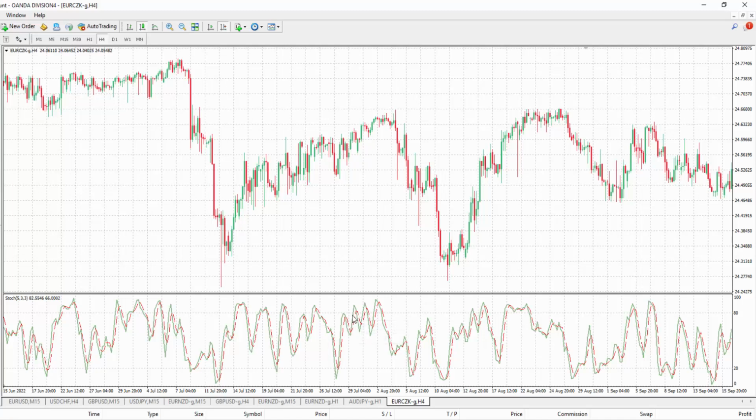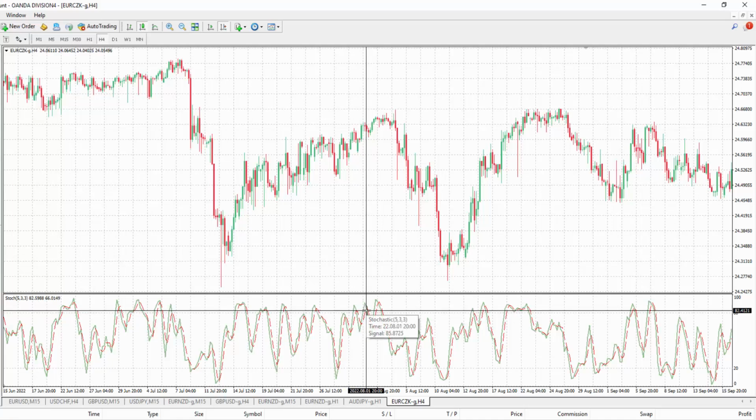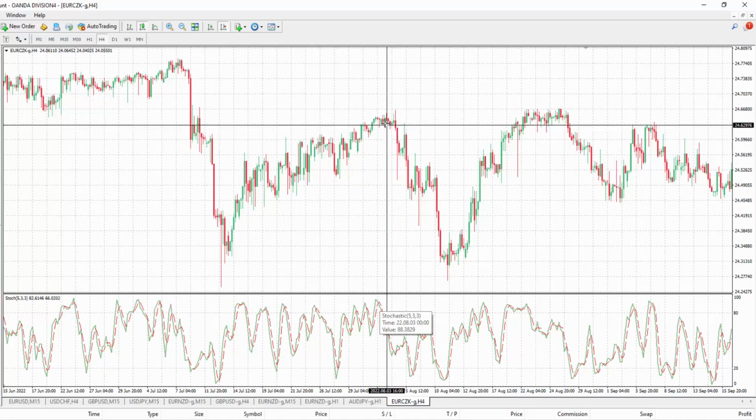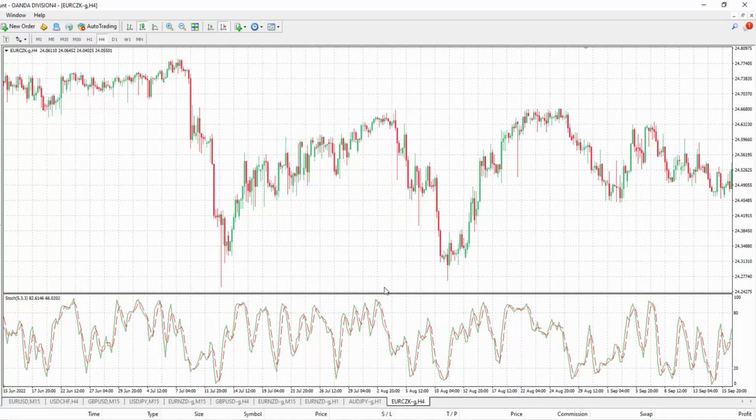And then when the line goes above the 80 level and there's a crossover, it means it's a chance to sell. But as you can see, here would have been a bad chance to sell. Here would have been, well, not brilliant as well, depends on your stop loss. Here actually would have been an excellent opportunity to sell because you would have made a lot of profit.